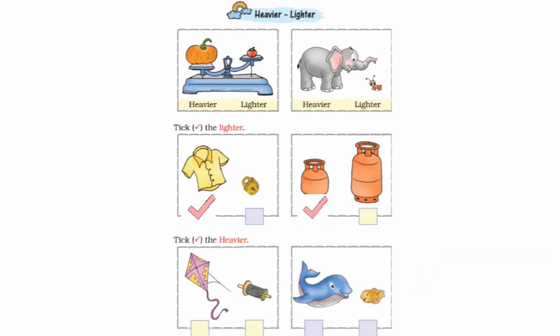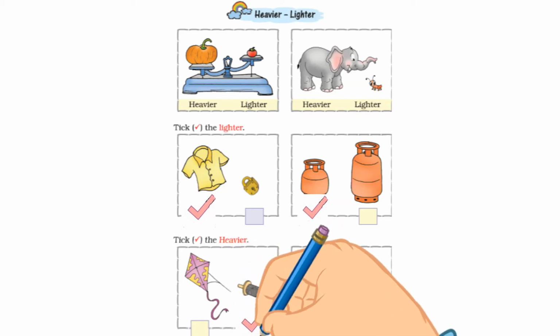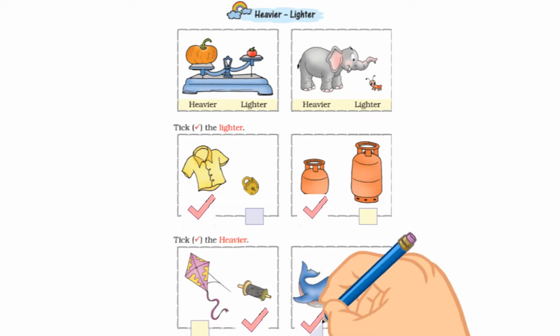Heavier means heavy. The kite thread, or the manja we can say, is heavier. The kite thread is heavier, right. The right one is heavier. There is a comparison between two fishes, a blue whale and a normal fish. Which is heavier? A blue whale, the left one is heavier, right.